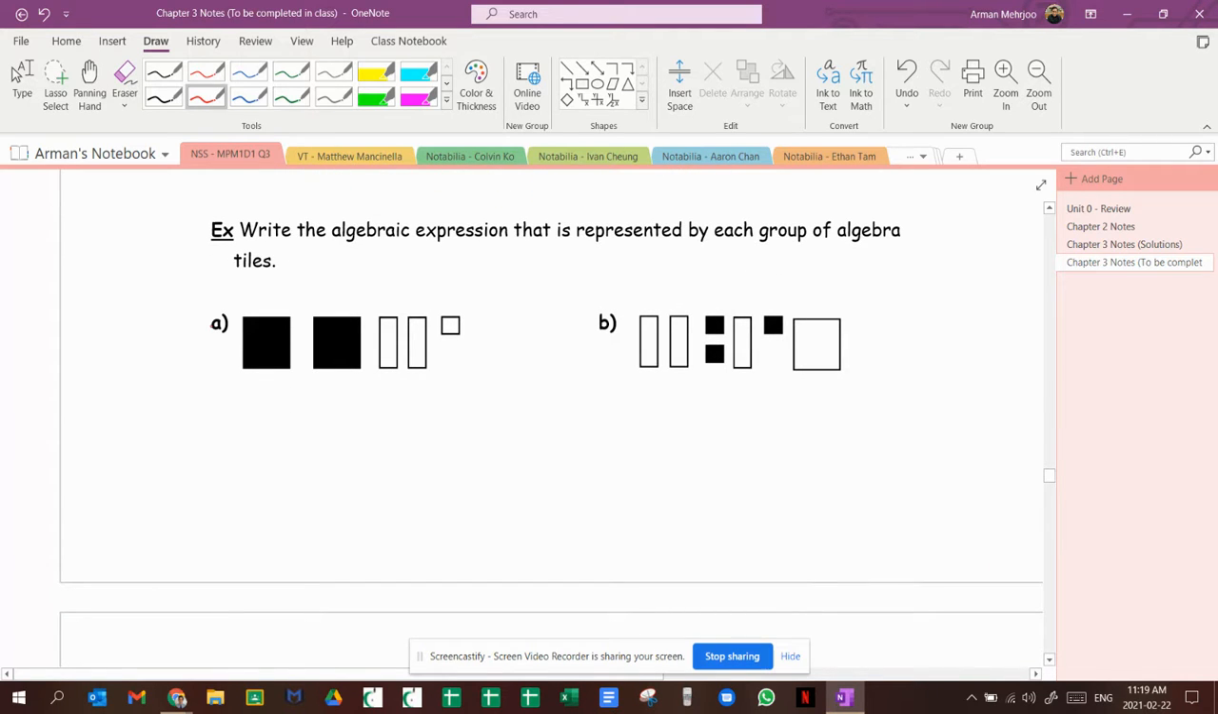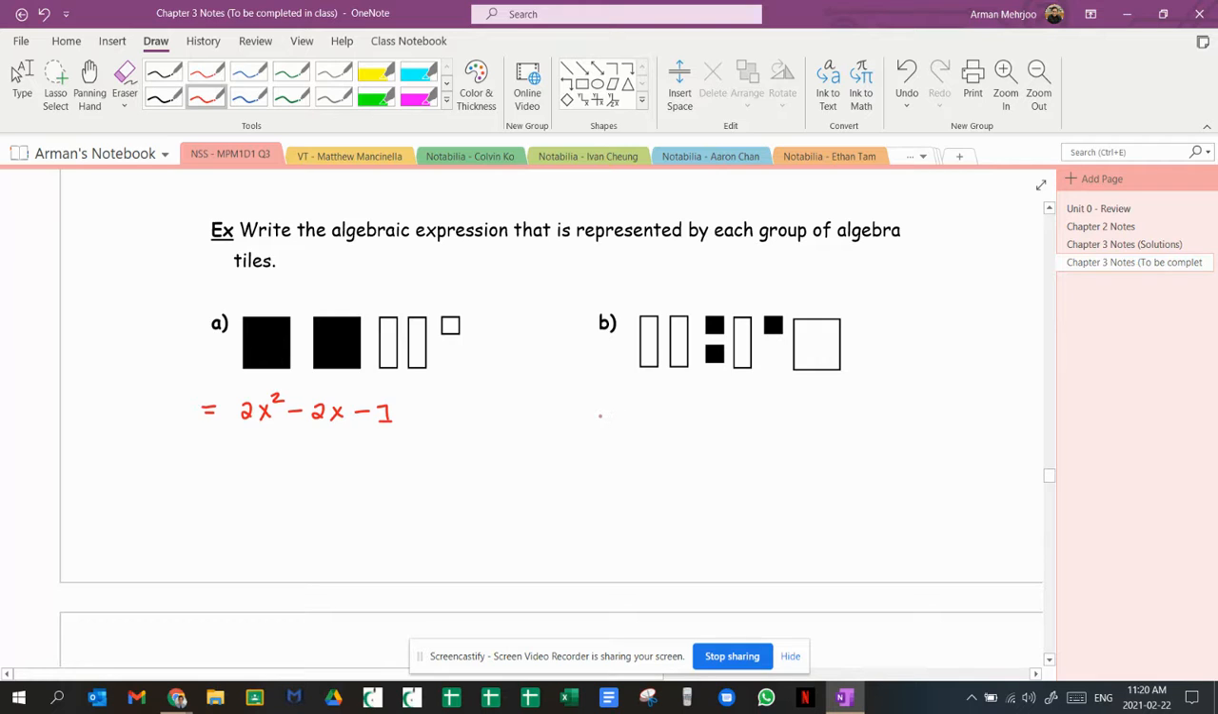Write the algebraic expression that is represented by each group of algebra tiles. It looks like I have 2 of the x squareds, and they're positive. It looks like I have 2 minus x's, so I have 2 of the negative x's, and it looks like I have a minus 1 given by that small square.